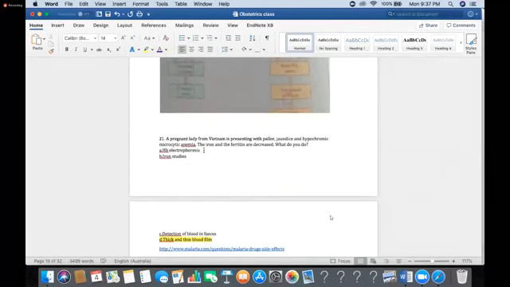Next. A pregnant lady from Vietnam is presenting with pallor, jaundice and hypochromic microcytic anemia. The iron and the ferritin are decreased. What do you do? So iron and ferritin are decreased, which means she is having some kind of anemia, isn't it? Apart from anemia, will the anemic patient have jaundice? No, not just simply anemia.